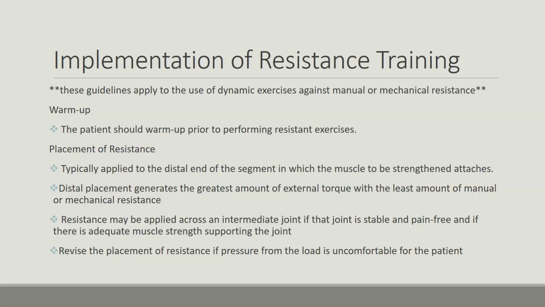Resistance may be applied across an intermediate joint if that joint is stable and pain-free, and if there is adequate muscle strength supporting the joint. So if we go back to the shoulder, if I feel that the elbow joint is not significantly structurally stable enough, maybe I put exercise bands across both arms above the shoulders to do abduction. Maybe I put strapped weights all across the biceps to do the abduction, taking the elbow out as an example.